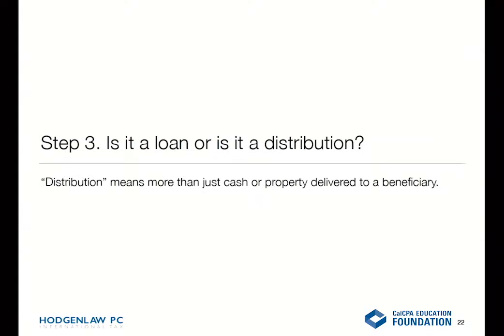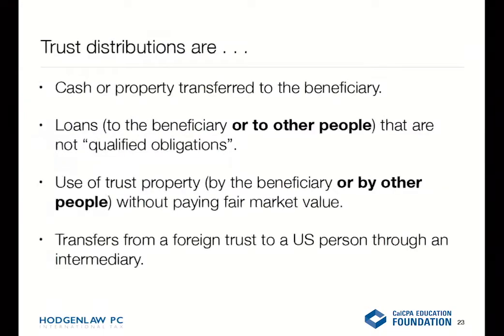Step 3. So now you know you have a foreign non-grantor trust. You know you have a U.S. beneficiary. Next, particularly in the case where there's a loan between the trust and the beneficiary, you need to know: is it truly a loan or is it a distribution in disguise? Trust distributions are cash or property transferred to the beneficiary, loans to the beneficiary or to other related parties that are not, quote, qualified obligations, use of trust property by the beneficiary or by other people without paying fair market value, and transfers from a foreign trust to a U.S. person through an intermediary.